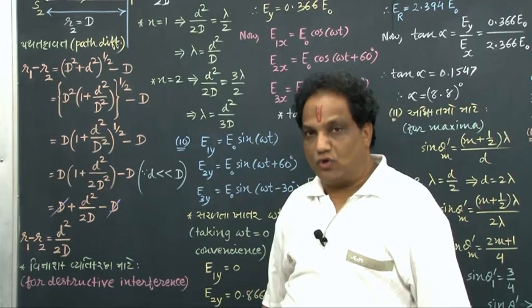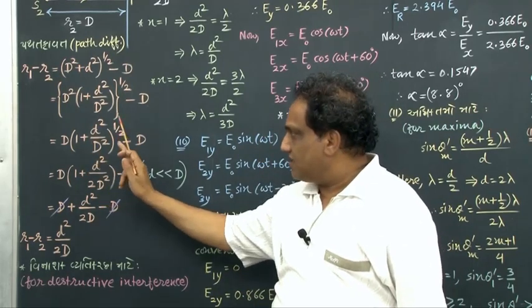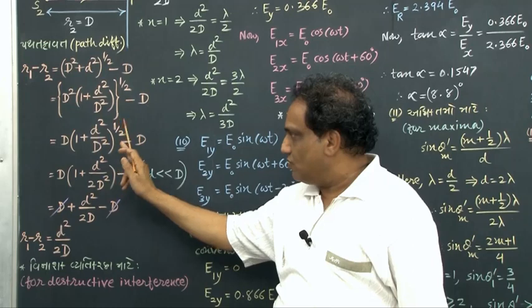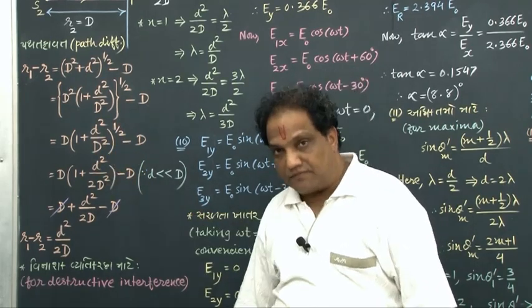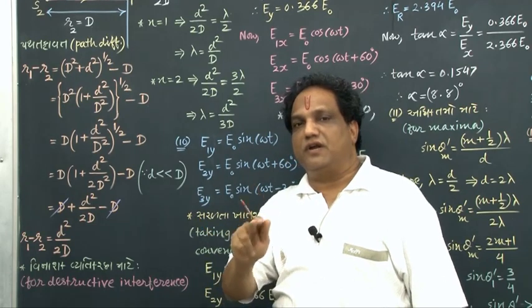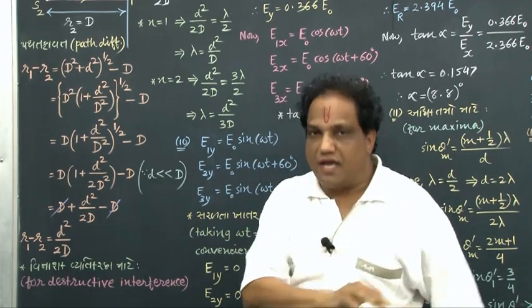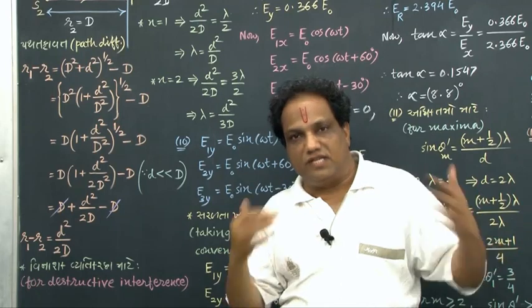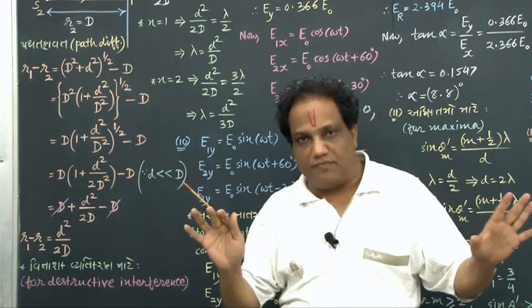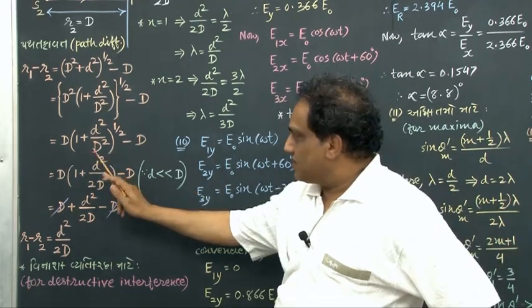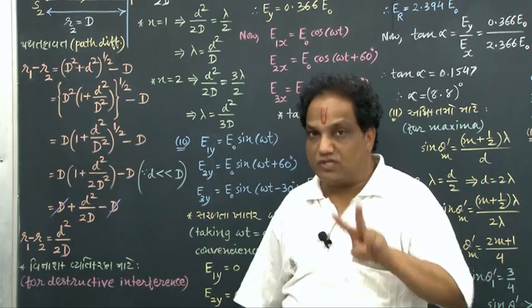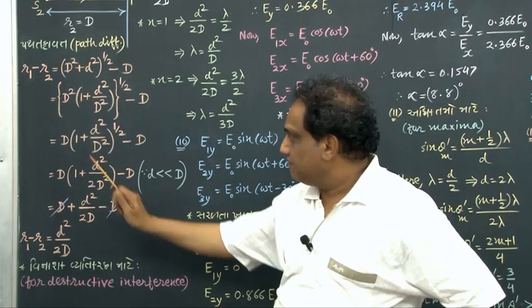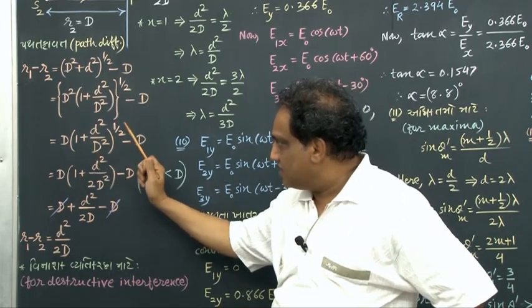In binomial theorem, don't you know, (1 plus x) whole raised to n. If x is very much less than 1, then in the expansion you can retain only the first two terms, and the higher order terms, because they are negligibly small, you can just neglect them in addition. So (1 plus x) raised to n will be 1 plus n into x. The first two terms are 1 plus n into x.